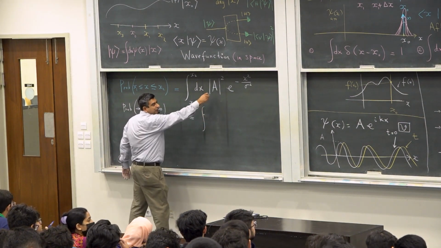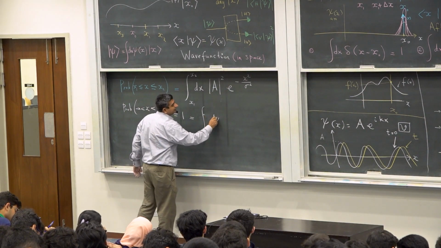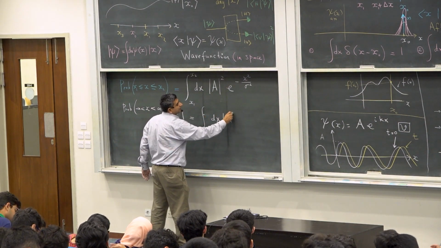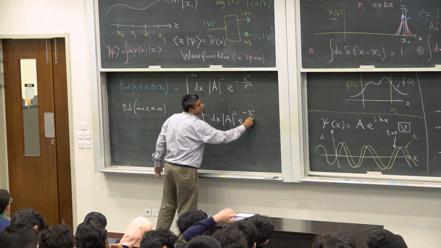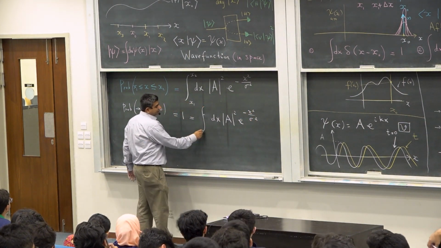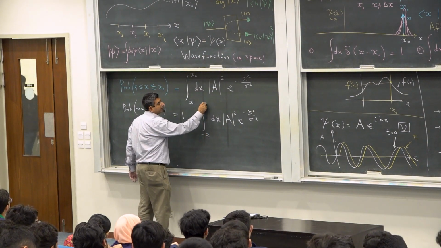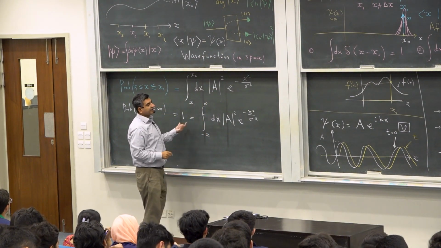In the first step you want to find A: the integral dx, A e to the minus x squared over sigma squared, from minus infinity to plus infinity. This integral must equal 1.